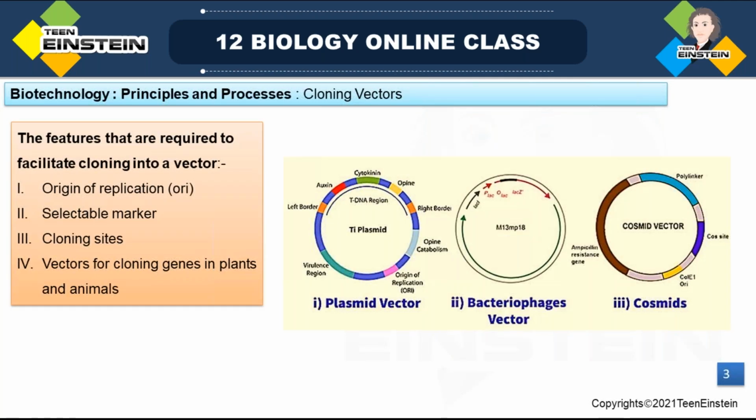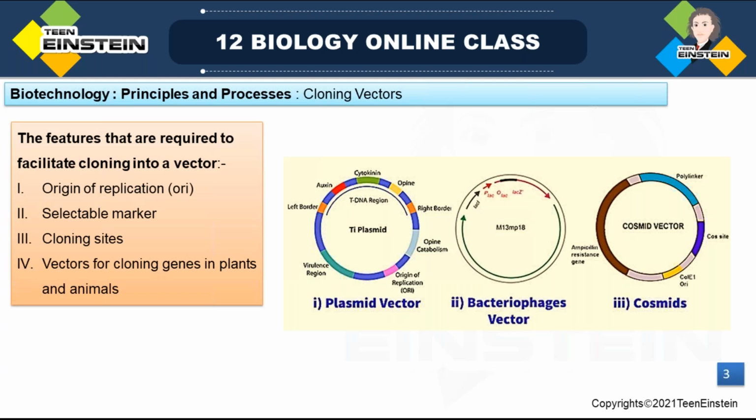In the last class we discussed the features of a cloning vector which is required for the cloning procedure. A cloning vector should have some minimum features. A cloning vector needs an origin of replication, a selectable marker, and cloning sites also.